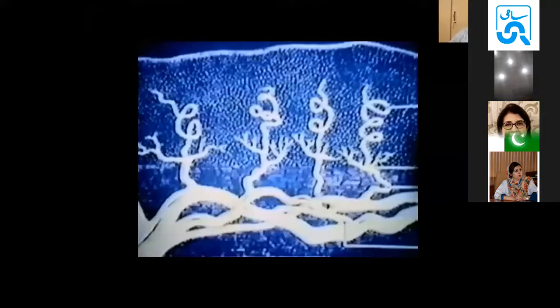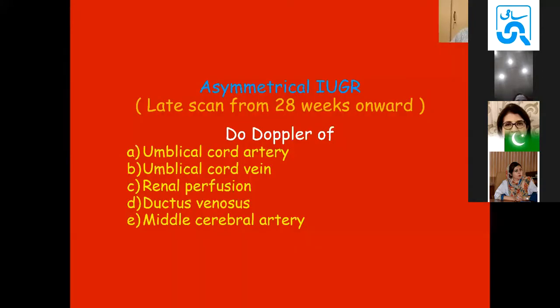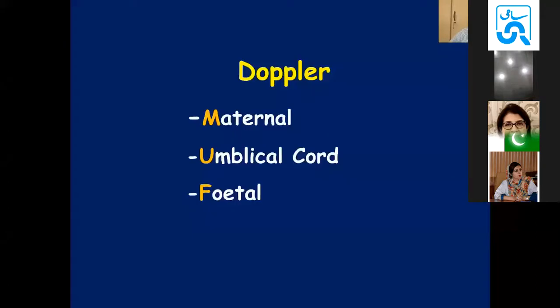So when we talk about asymmetrical IUGR, which is after 28 weeks of pregnancy, we do the Doppler of the umbilical cord artery, umbilical cord vein, renal perfusion, ductus venosus, and middle cerebral artery. These are the 5 places where we do the Doppler.